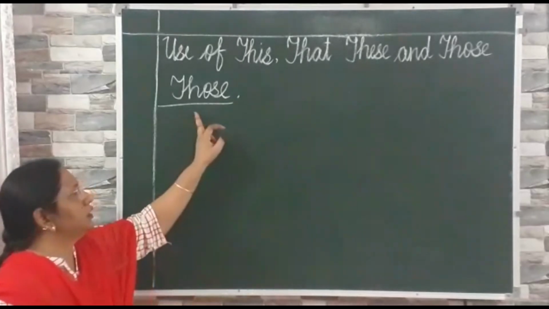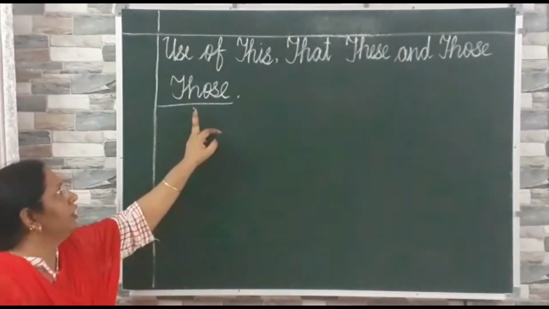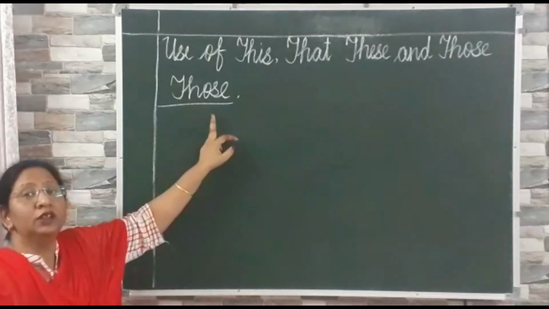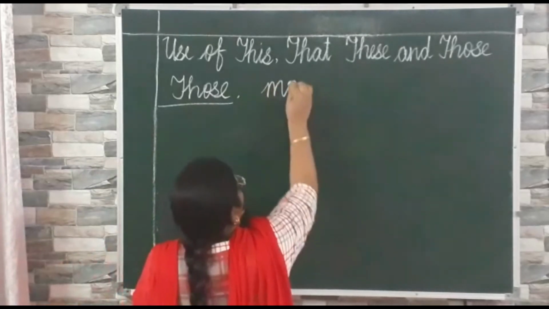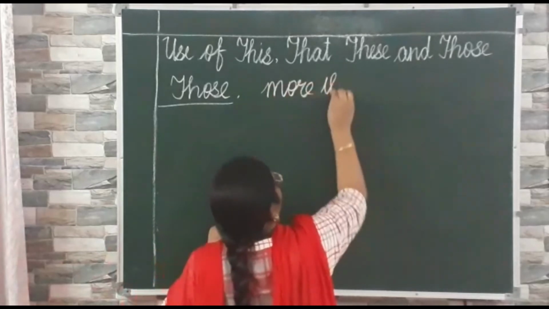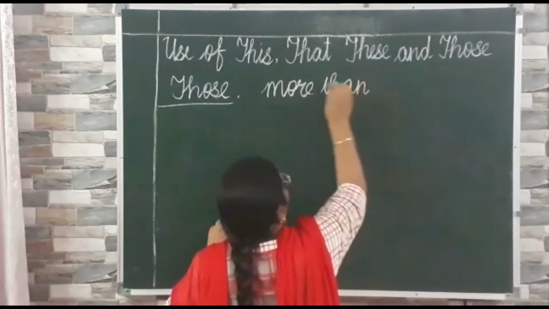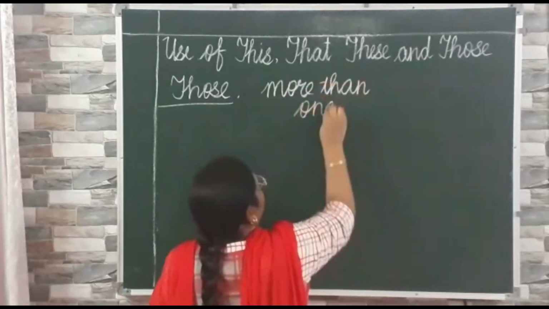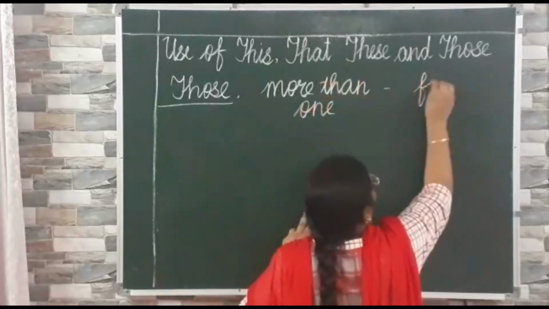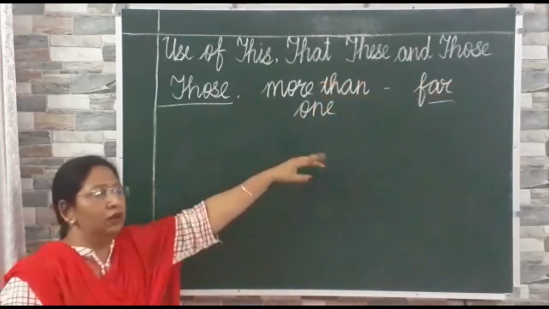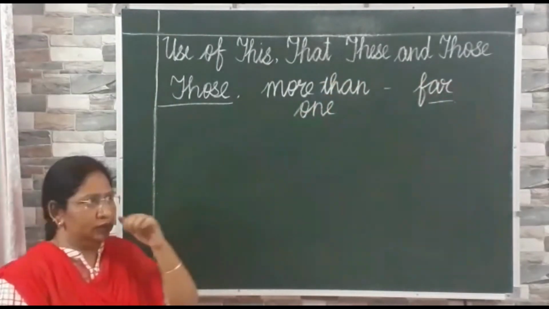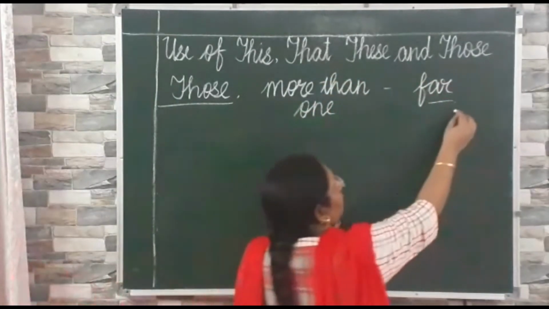In the last, let's take those. Children, we use those with nouns which are more than one, but far from us. Okay? More than one, but far from us. Let's take the example.